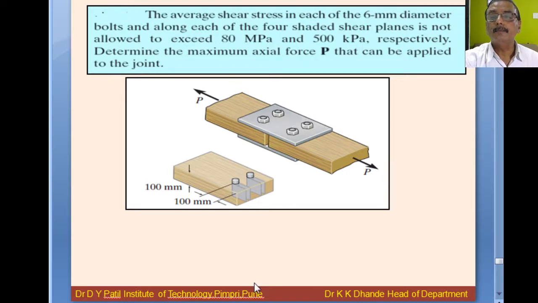This is our next numerical. Average shear stress in each of the 6 mm diameter bolt and along each of the 4 shaded shear planes is not allowed to exceed 80 megapascal and 500 kilopascal respectively. Determine the maximum axial force P that can be applied to the joint.